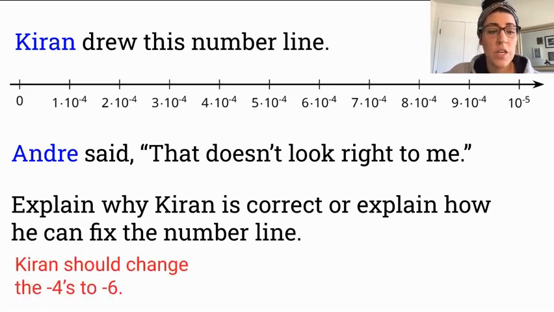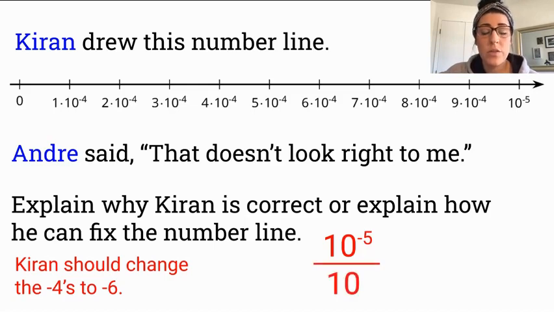So Kieran should actually change the -4s on the number line to a -6, and here's why. If we think about the last video, we're really dividing that 10 to the -5th into 10 equal parts. When you divide that into 10 equal parts, you end up with 10 to the -6. Therefore, each of those tick marks should be multiplied by 10 to the -6 instead of 10 to the -4. Keep this in mind as we move through the rest of the lesson.